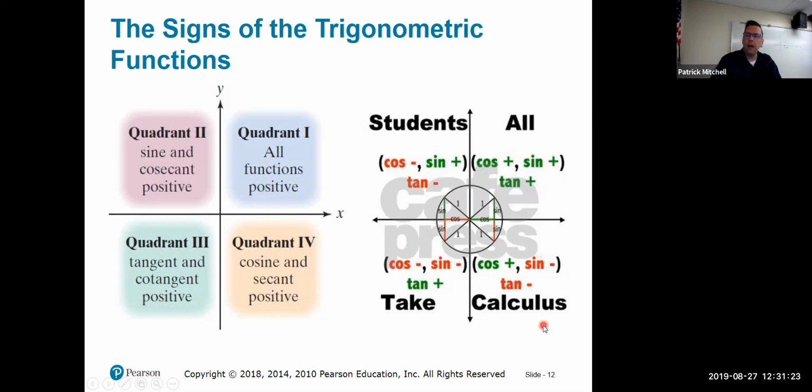So the mnemonic device that somebody came up with to help remember that is "all students take calculus." Okay? And then if you're dealing with cosecant, secant, or cotangent, just remember the cosecant is the reciprocal of the sine, so it's going to have the same sign, right? The secant is the reciprocal of the cosine, so it'll have the same sign. And the cotangent is the reciprocal of the tangent. It will have the same sign.